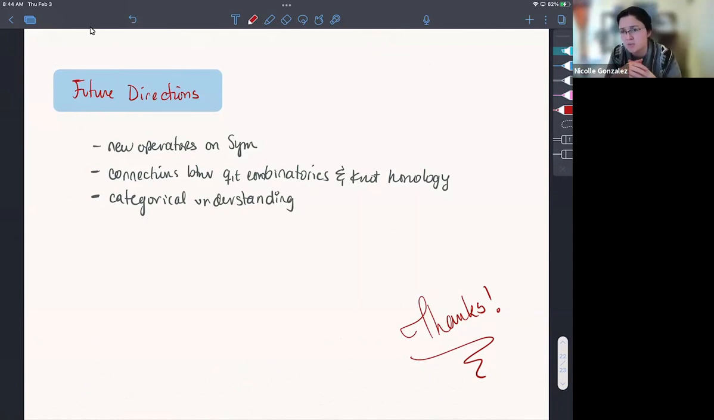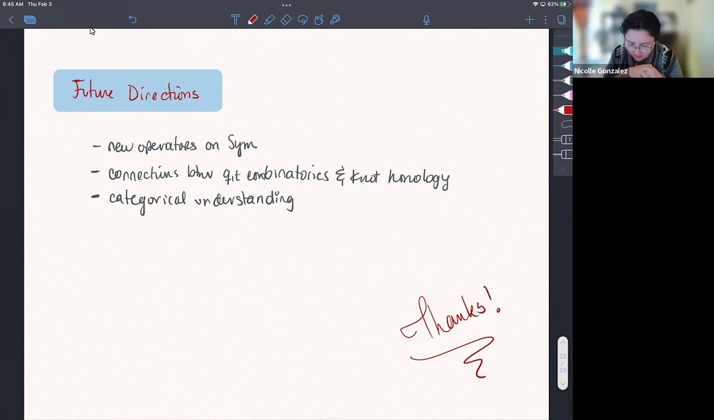There are a lot of connections, like I mentioned at the beginning, between QT combinatorics and knot homology. And one of the things that this construction allows us to do is to explicitly draw what a lot of these symmetric functions are, what a lot of these operators showing up are, and potentially apply it to solving some of these conjectures that relate both of these worlds.